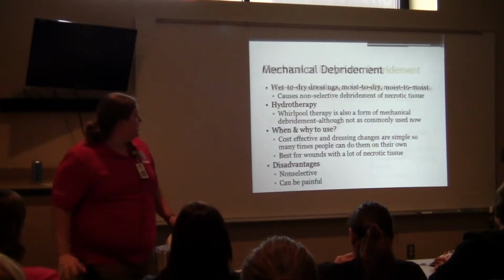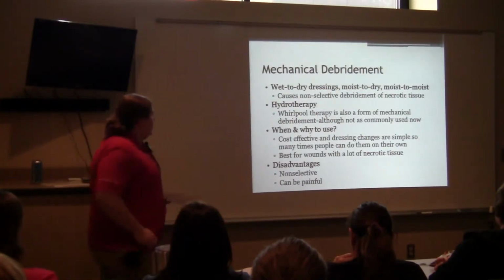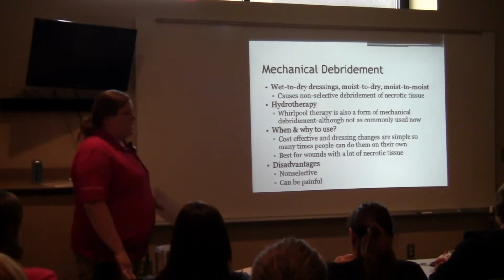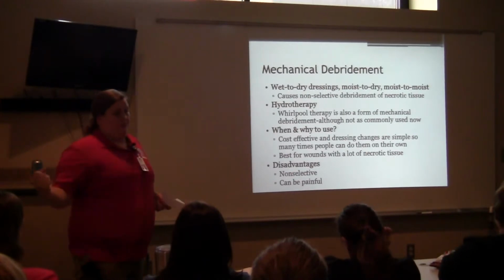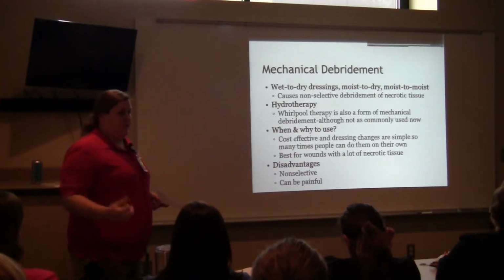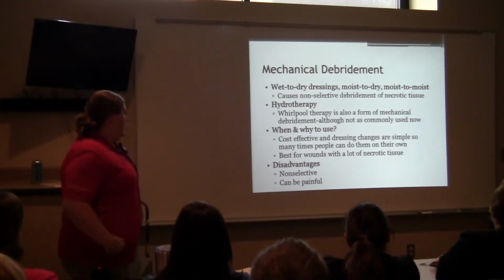And then there is mechanical debridement. That's use of a wet-to-dry, moist-to-moist dressing. We're actually putting the dressing in, and we're going to rip out that slough or that necrotic tissue. It's not very selective. It's going to take everything out, healthy and unhealthy tissue.